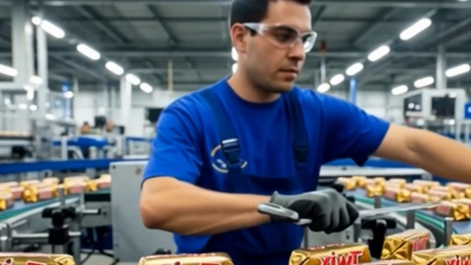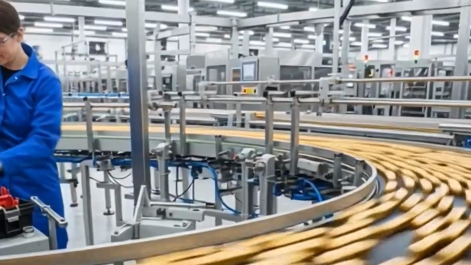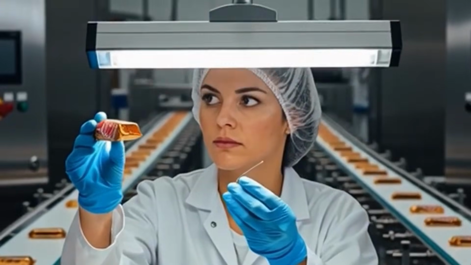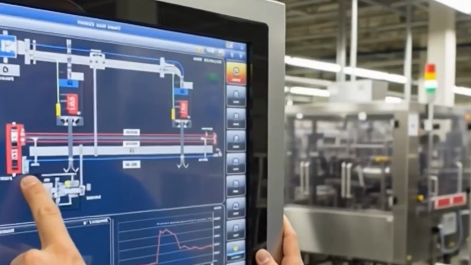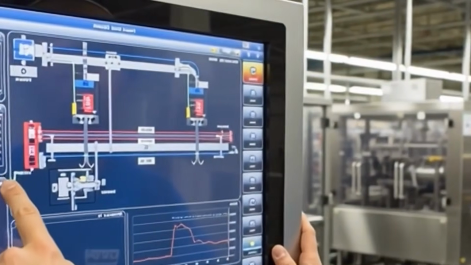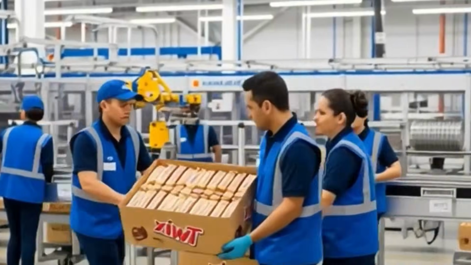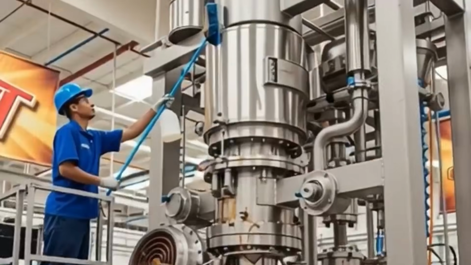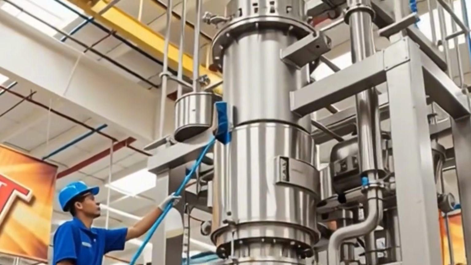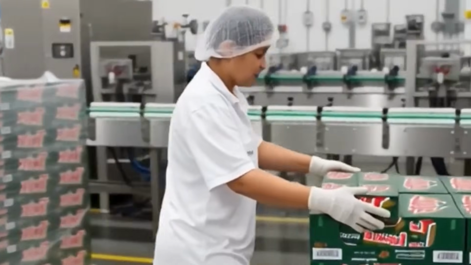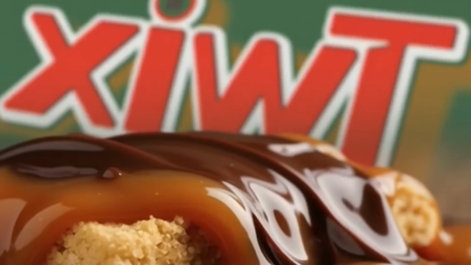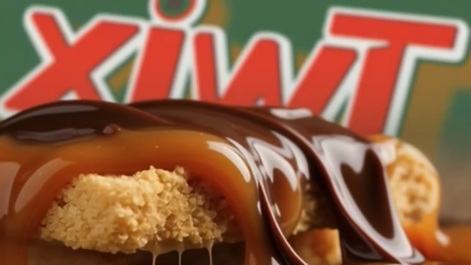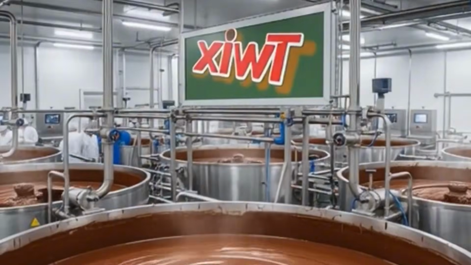Allergen management involves physical segregation of peanut, tree nut, and dairy-containing ingredients. Changeovers require full clean-out of product contact surfaces and verification using allergen-specific protein swab kits. If protein residue exceeds defined thresholds, equipment is re-cleaned until test values fall within limits.